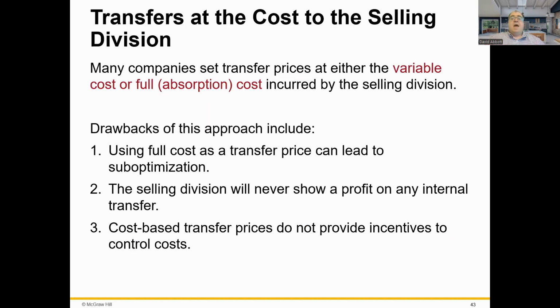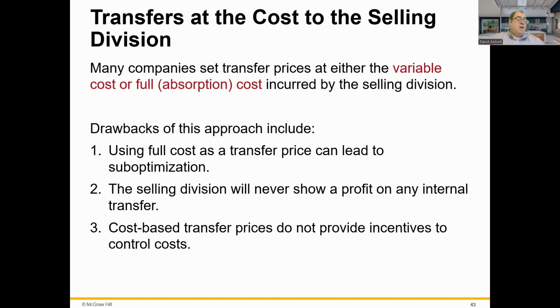So, transfer at cost to the selling division. Many companies set transfer prices at either the variable cost or the full or absorption cost incurred by the selling division. The drawbacks of this approach include using full cost as the transfer price could lead to suboptimization because it does not distinguish between variable costs, which may be relevant to the transfer pricing decision, and fixed costs, which may be irrelevant.